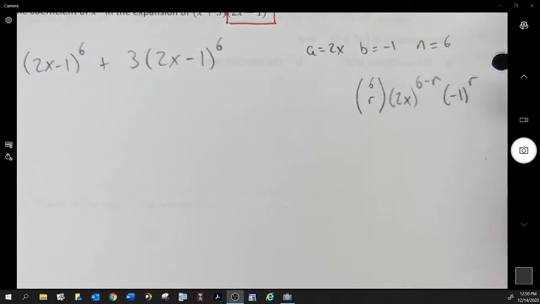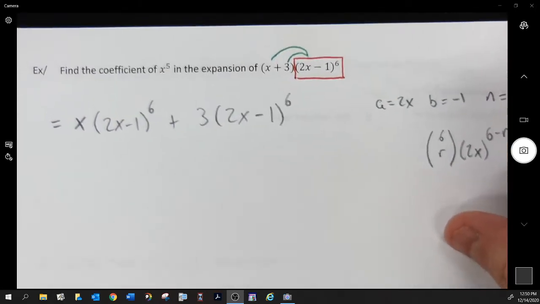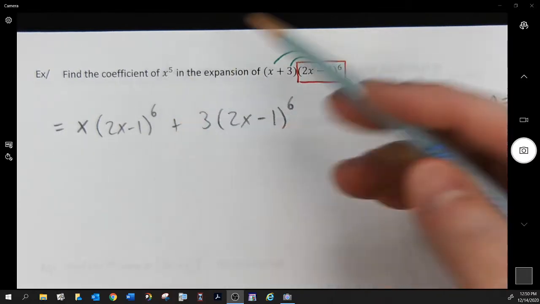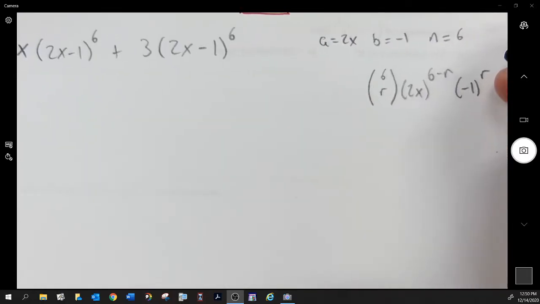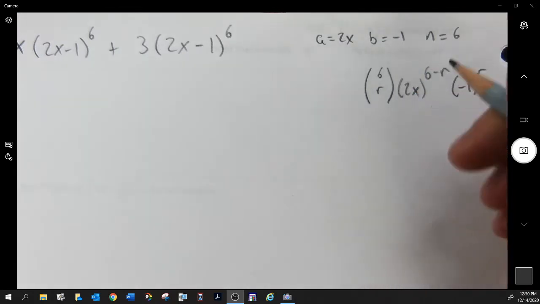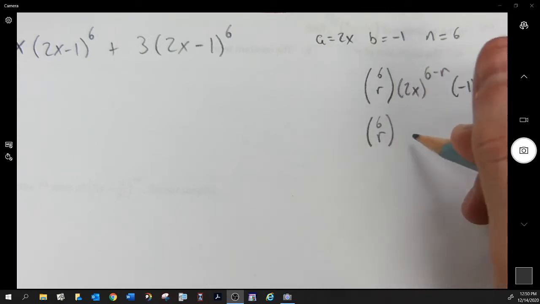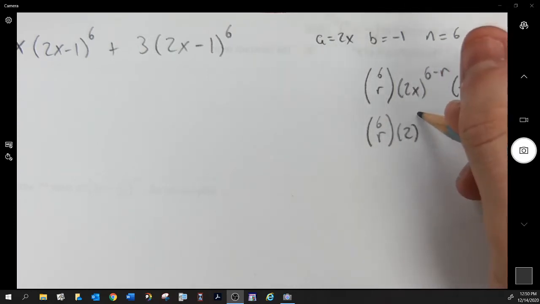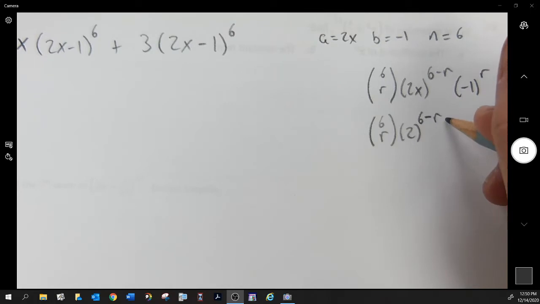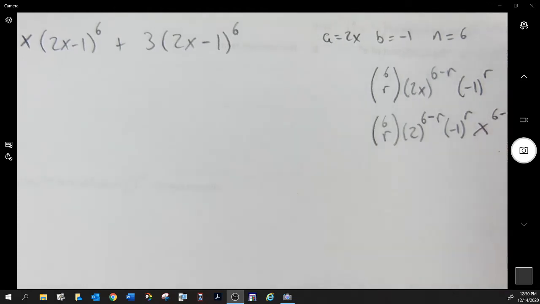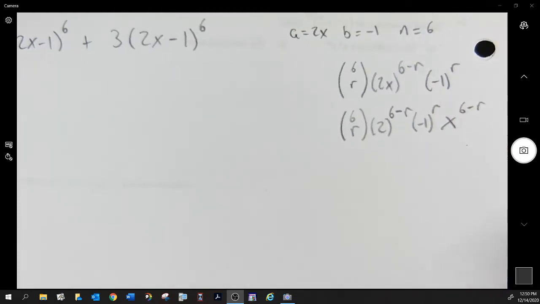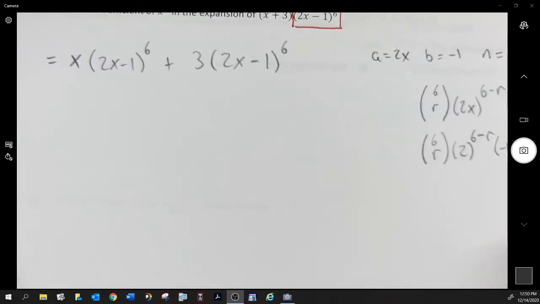I am going to try to separate this x out of here because I know I'm going to be looking for an x to the fifth. So we're going to have to play a game for the r values. Let me separate these two things and move all my constants to the front. So we have 6 choose r, 2 to the 6 minus r, negative 1 to the r. Again, that's just going to bounce between positive and negative. And now I have x to the 6 minus r. So this is my general term, and I can plug this into both of these up here.